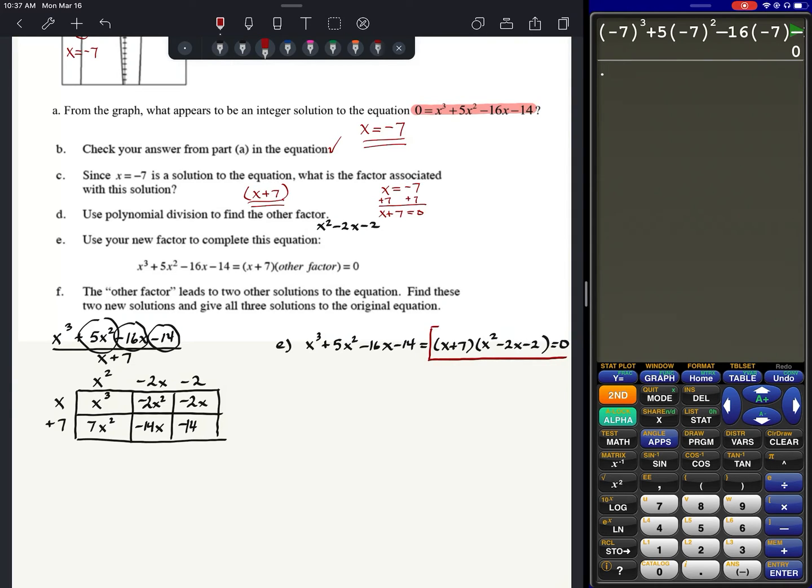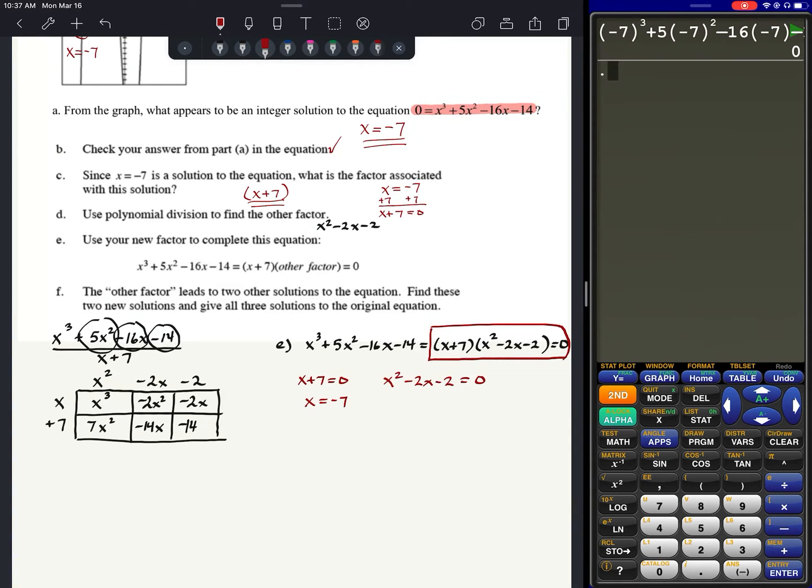So now our goal here for f is we're going to take this, since we've rewritten it in factored form, we're going to take this now and we're going to solve it. So just going to use our zero product property, right? X plus 7 equals 0. We already know this answer is negative 7. And then we're going to take x squared minus 2x minus 2, set it equal to 0.